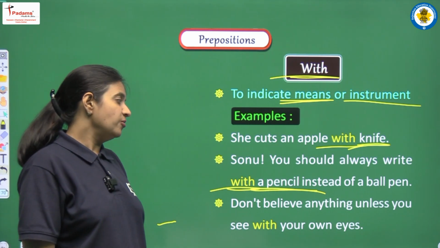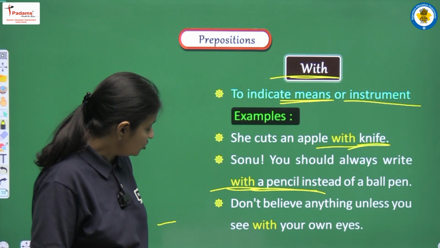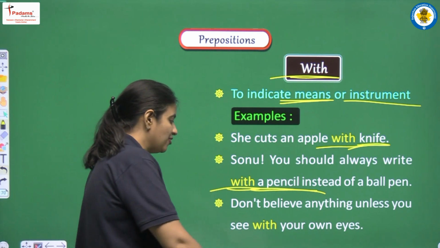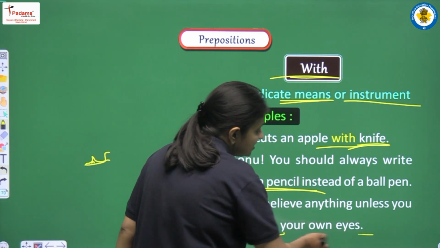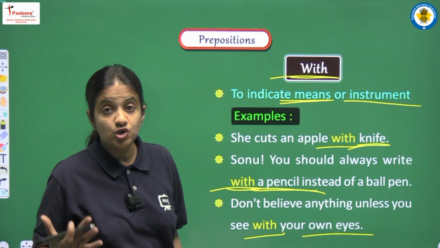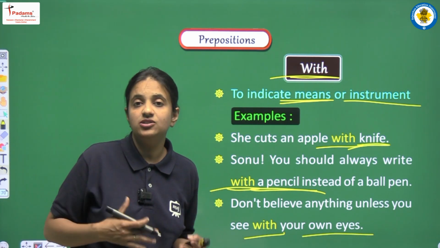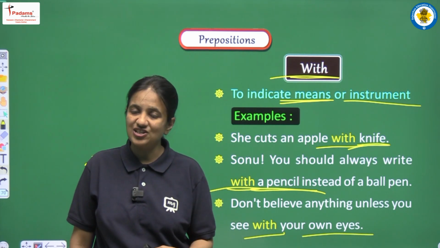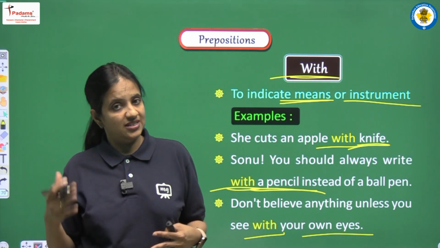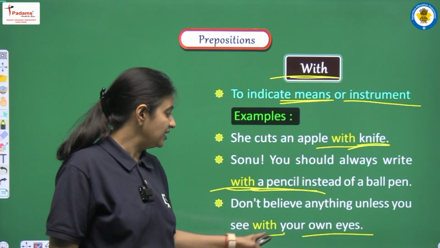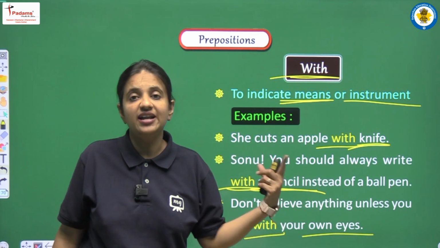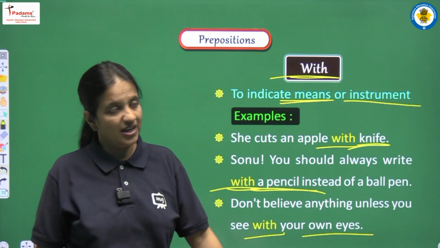Next is, "Don't believe anything unless you see with your own eyes." So again in this sentence we have "with." Why? Because eyes are also a kind of instrument, they are also a kind of means. So for what? Eyes, yes, they are used for this action that we can see. So this is the reason we have "with" here before "eyes," because they are the instrument of this action, that is to see. Okay.